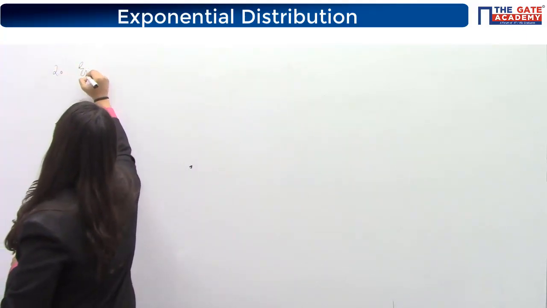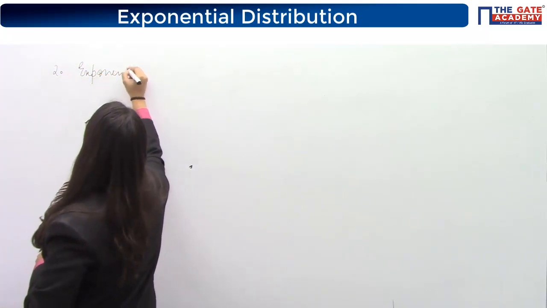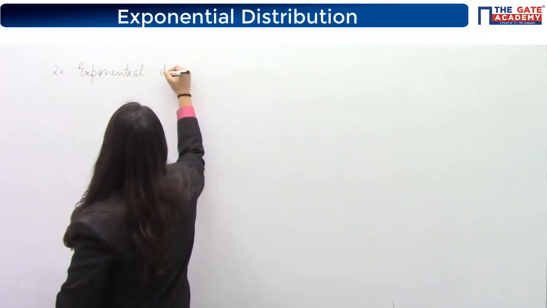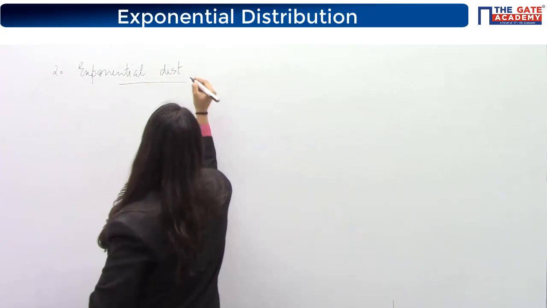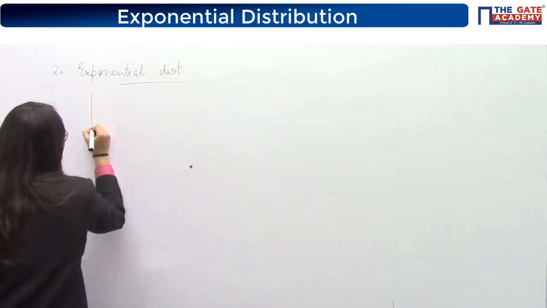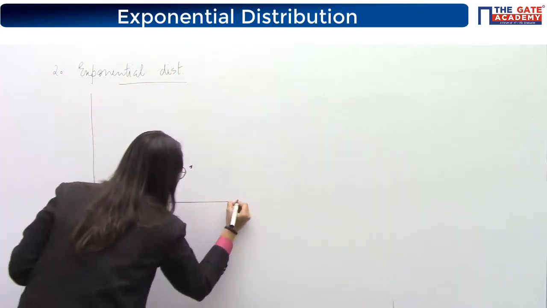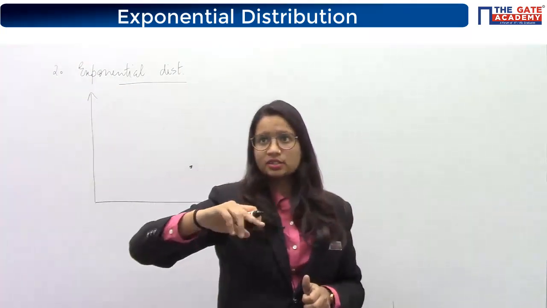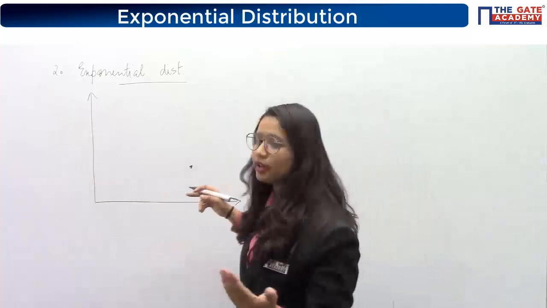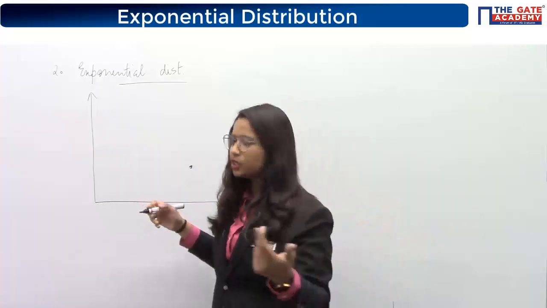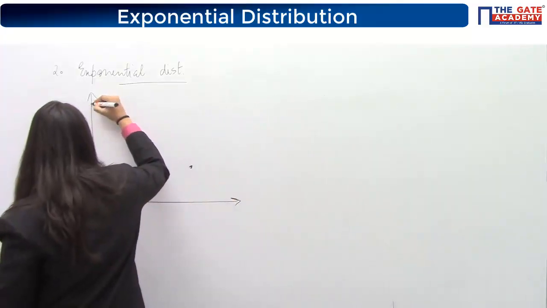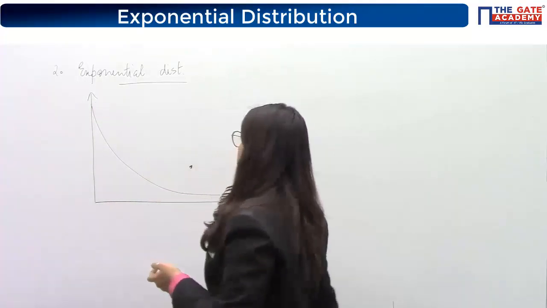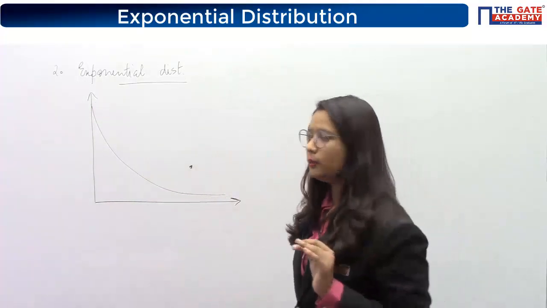So second is exponential distribution. In the case of uniform distribution, you had a graph of a parallel line to the x-axis. Now for exponential distribution, the graph will look like what function? Exponential function. So the graph in this case will look like this. This is the graph of an exponential function.